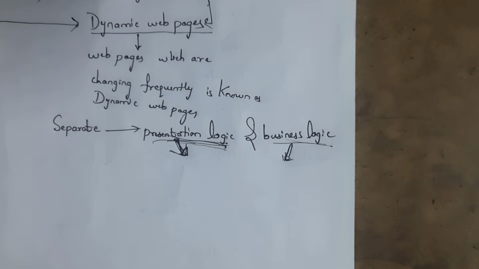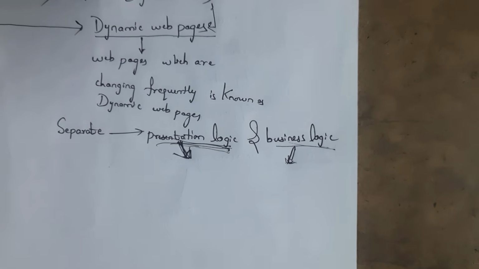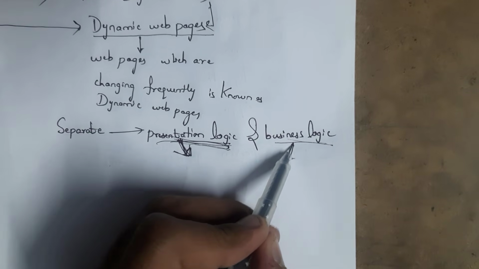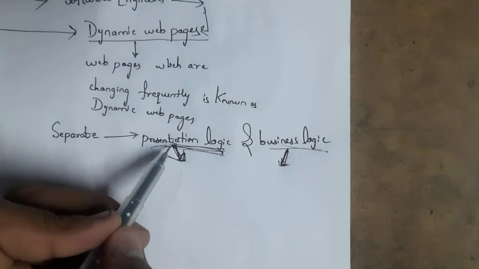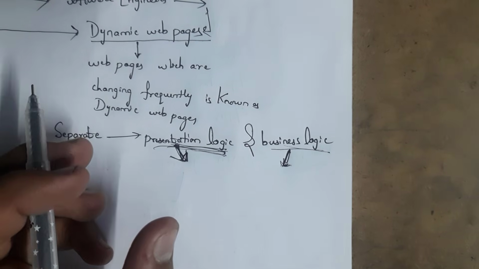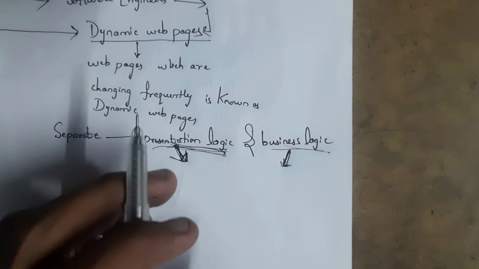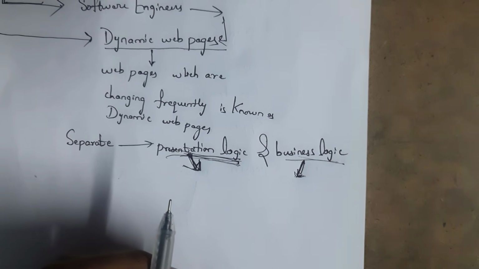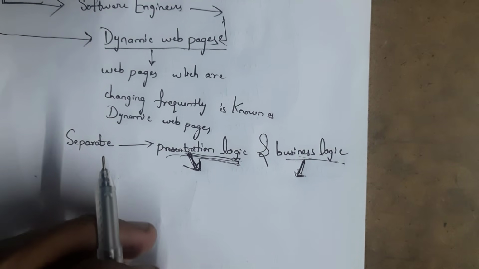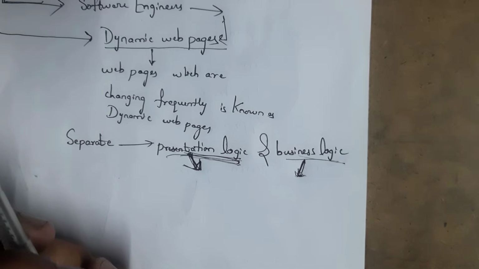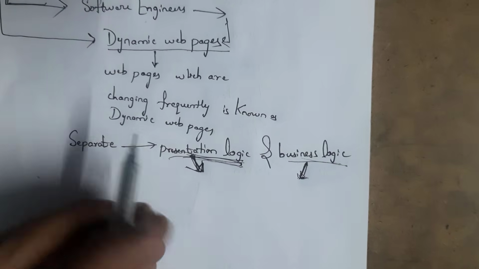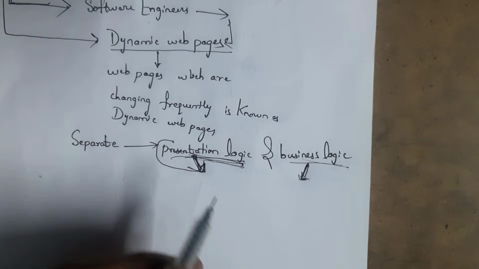One of the major advantages of JSP is that we can separate presentation logic from business logic. Business logic is very complicated to understand, whereas presentation logic is easy to understand. So we can separate both presentation logic and business logic in JSP. But in some other programming languages, we cannot separate them. Both are combined. Whereas in JSP, we can separate presentation logic and business logic. So this is one of the major advantages of JSP.